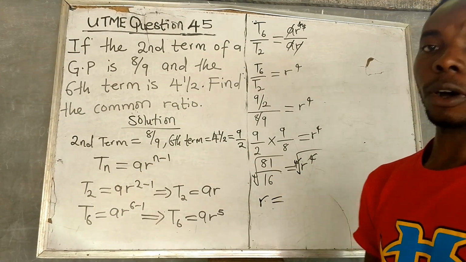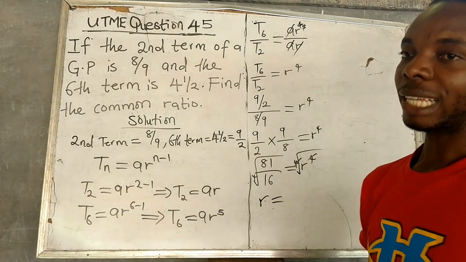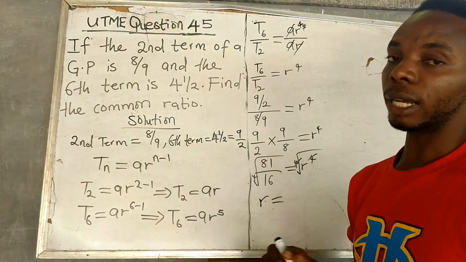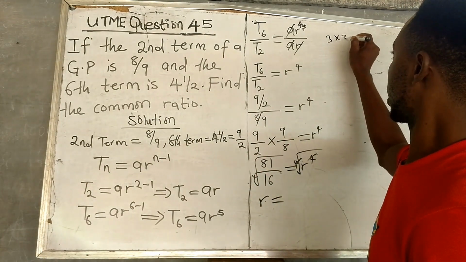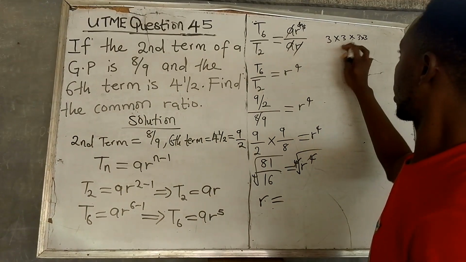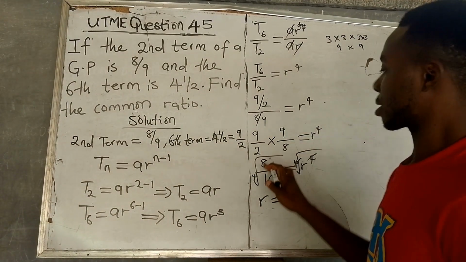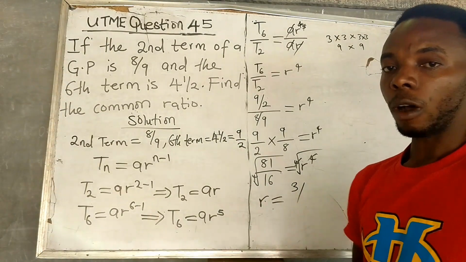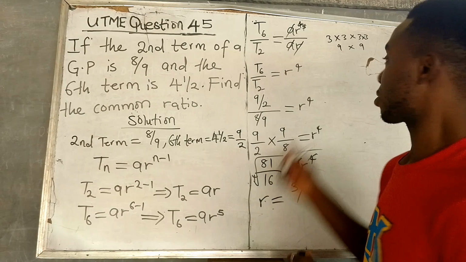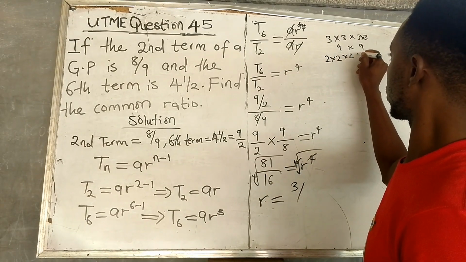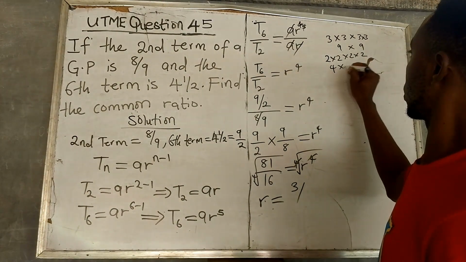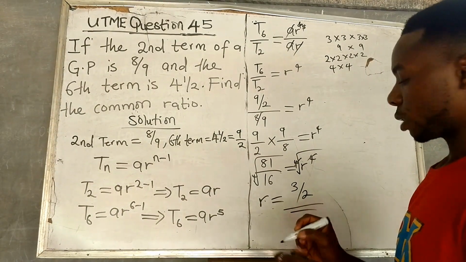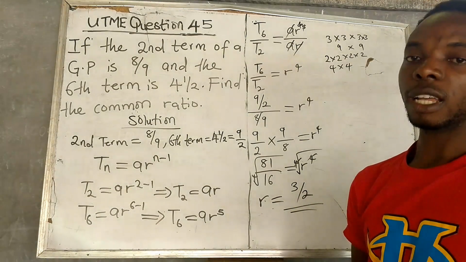Now, what is the fourth root of 81? That is the same number that you can multiply 4 times to give you 81. It is 3, because 3 times 3 is 9, 3 times 3 is 9, and 9 times 9 is 81. So this is 3 over. What's the fourth root of 16? It is 2, because 2 times 2 is 4, 2 times 2 is 4, and 4 times 4 is 16. So the common ratio is 3 over 2.